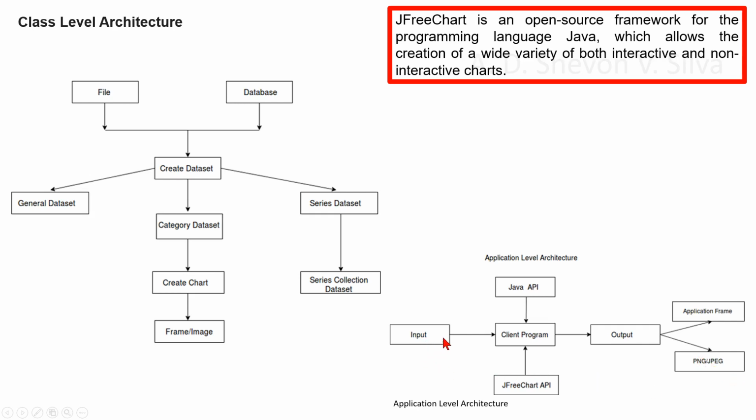Here input is connected to client program. Java API is connected to client program. JFreeChart API is connected to client program. Client program is connected to output. Output is connected to application frame. And output is connected to PNG, JPEG.